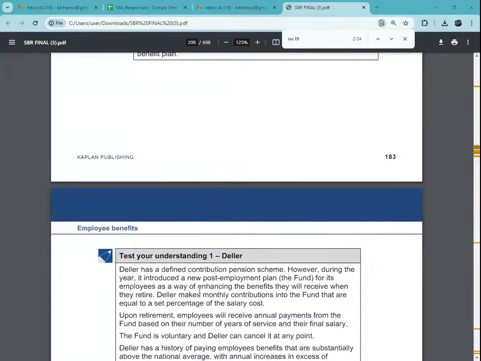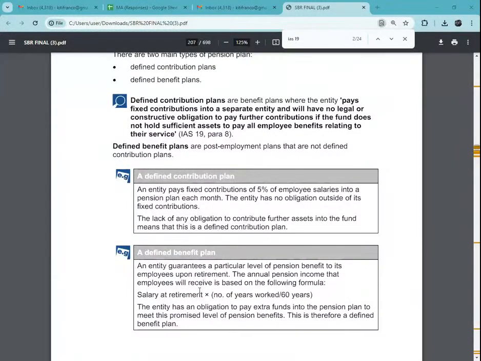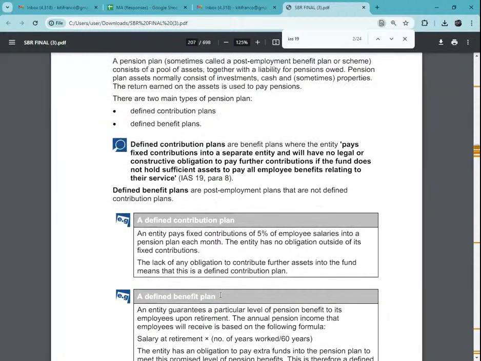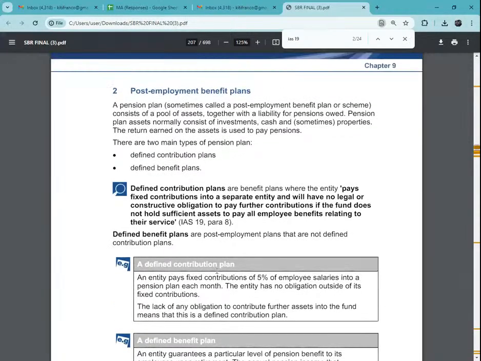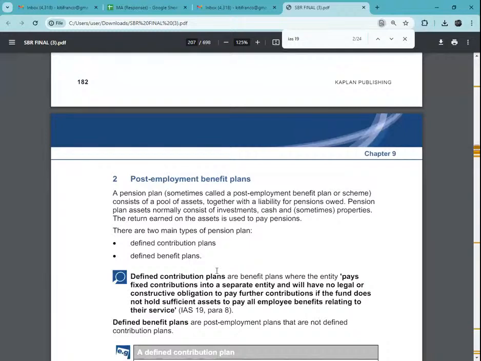Ladies and gentlemen, what I would want us to look at right away is this. Very important, and we were able to define this yesterday: post-employment benefit plans. Of course, you're not writing anything here. I would just want you to take the page number of this book, because you have this book. You can write the page number, post-employment benefit plans, pages 182, 183.